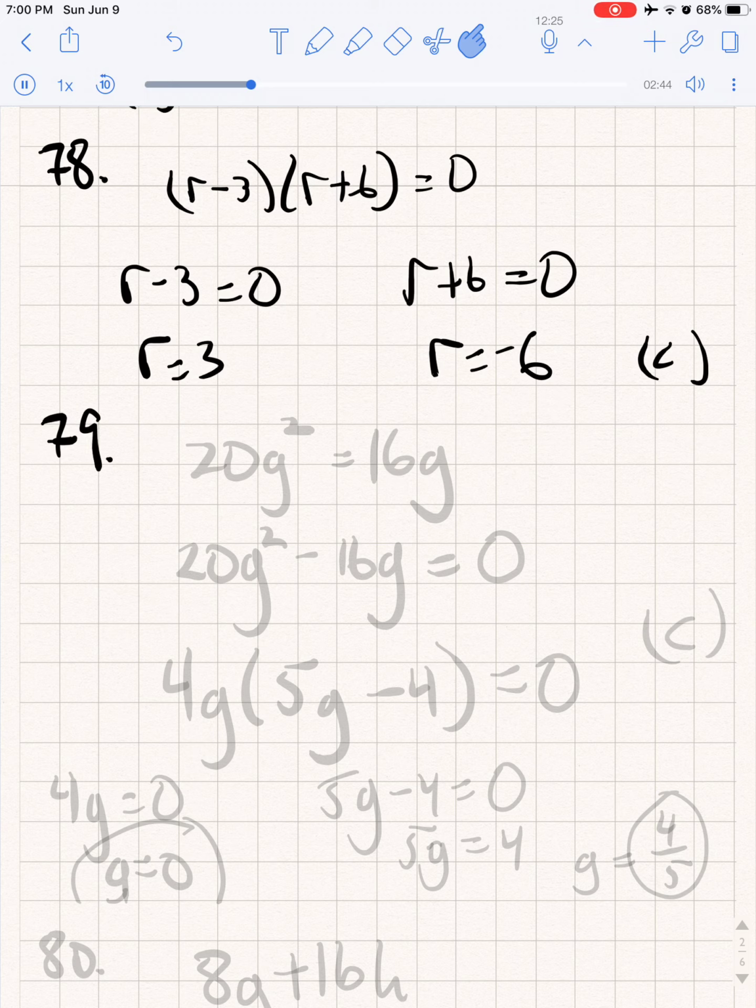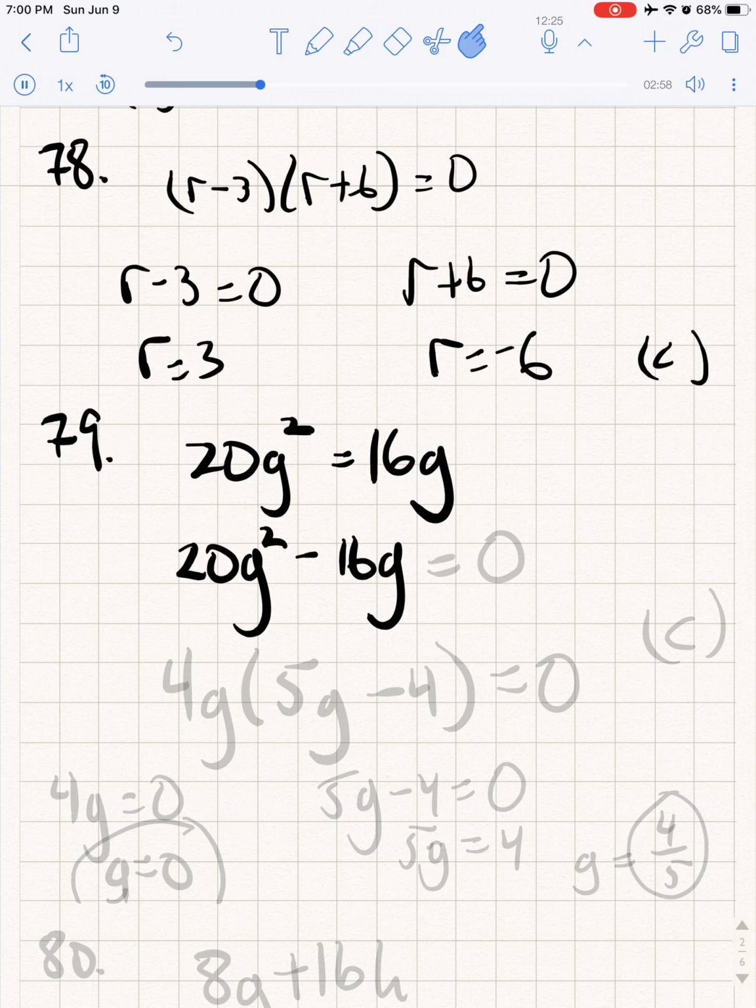79. 20g squared equals 16g. Let's get them all to the same side. 20g squared - 16g equals 0. Let's pull out the largest common factor to both terms. We have 4g. Pulled out from the first one is (5g - 4) equals 0.